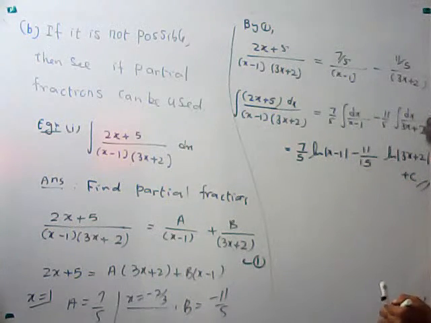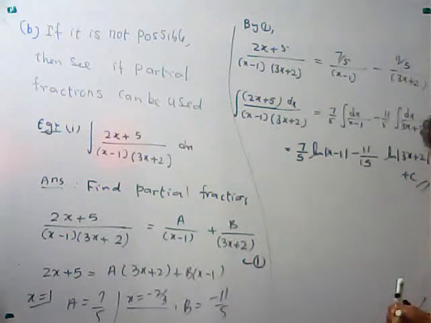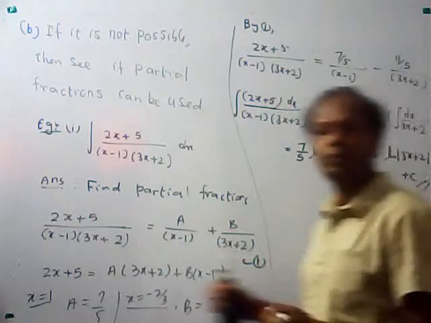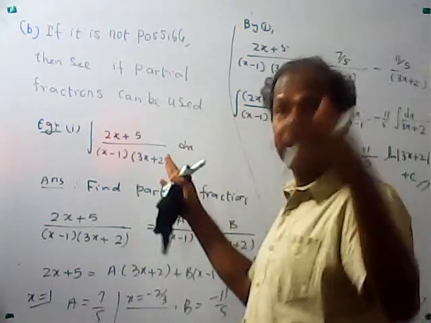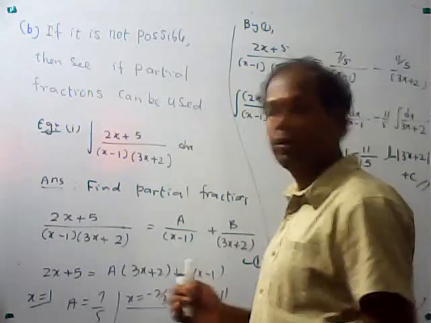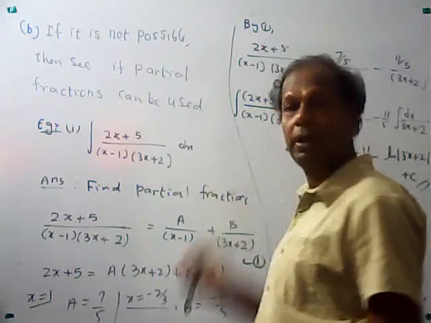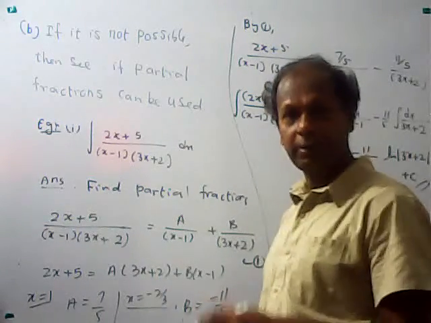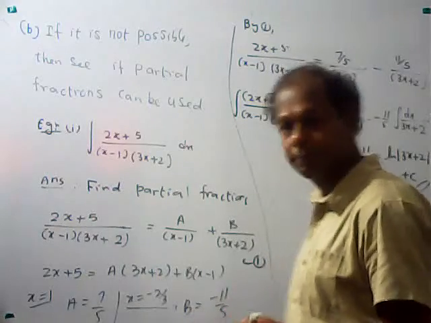So that's how we use partial fractions to integrate a rational function if method A is not possible, right? Okay, take it down. I'll give a few more examples here that you have to do.